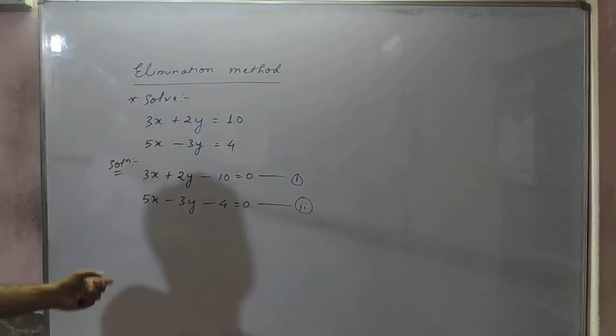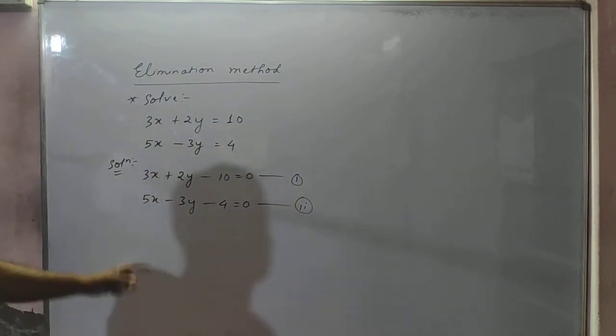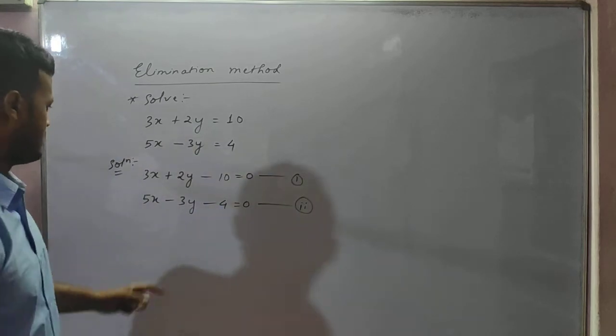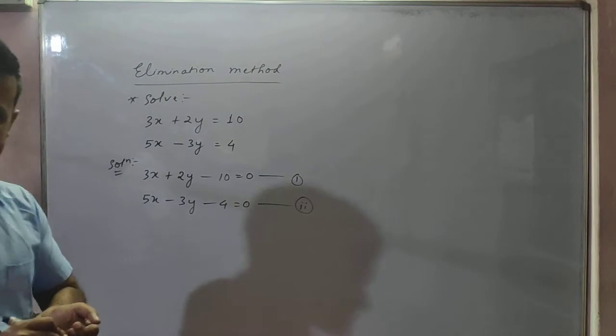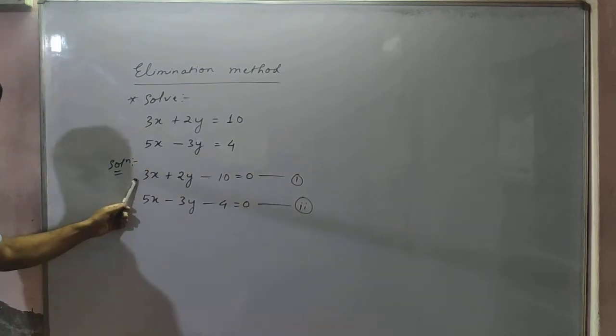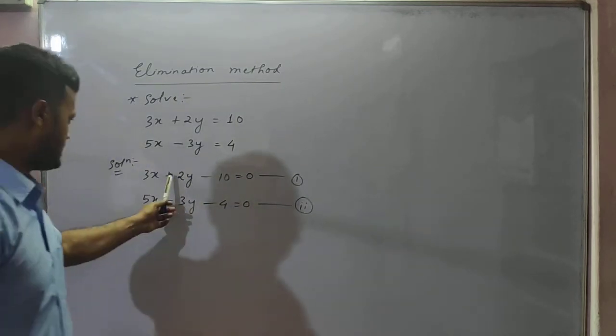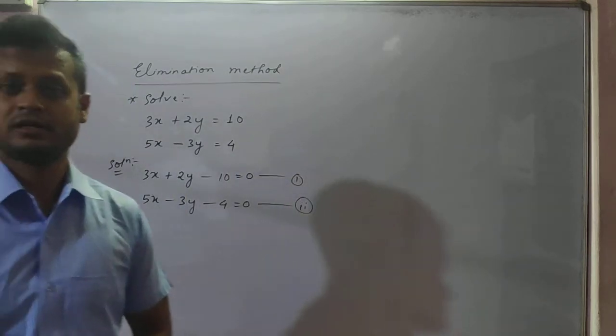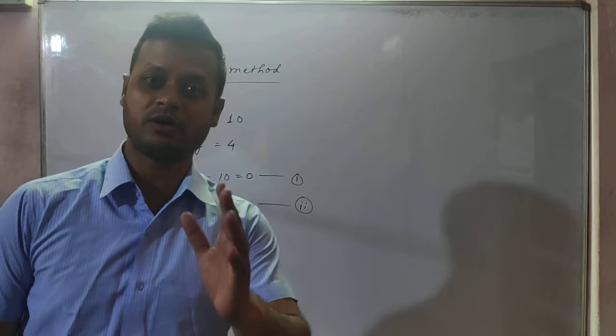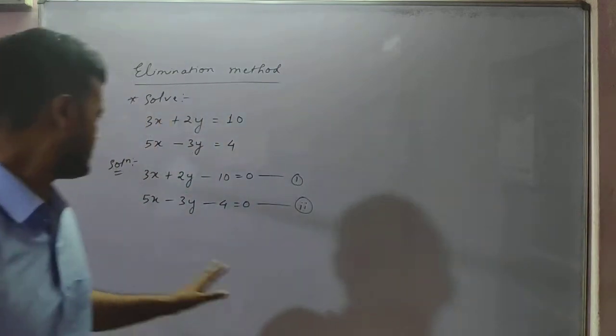Okay, now friends, 3 and 5, what is the LCM? What is the LCM of 3 and 5? 15. What is the LCM of 2 and 3? 6. Which is the lesser one? As I discussed with you all, here LCM of 3 and 5 is 15, but LCM of 2 and 3 is 6. So we will choose y to eliminate. We will eliminate y this time. Why? Because 2 and 3 LCM is 6, and 6 is lesser than 15.